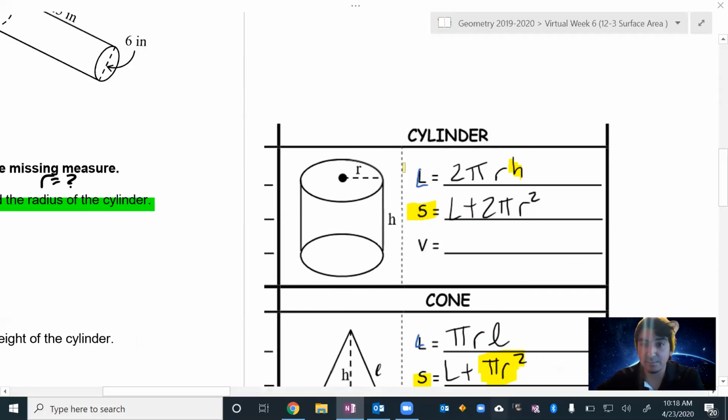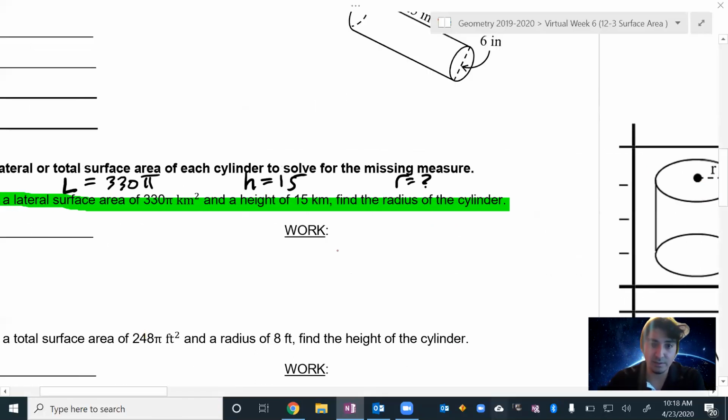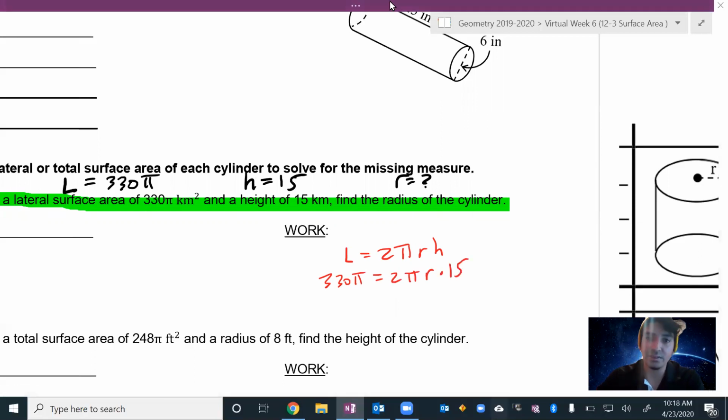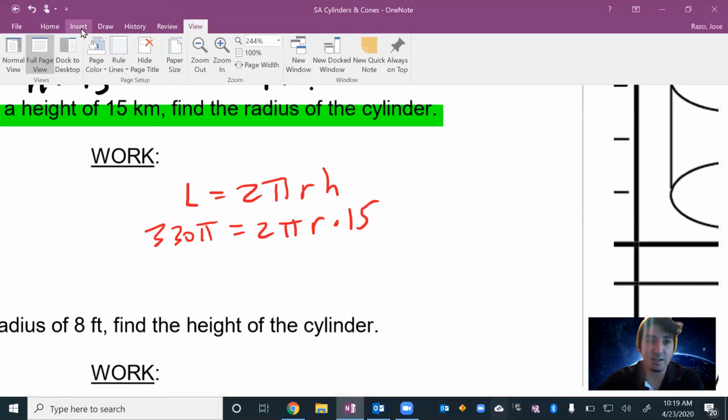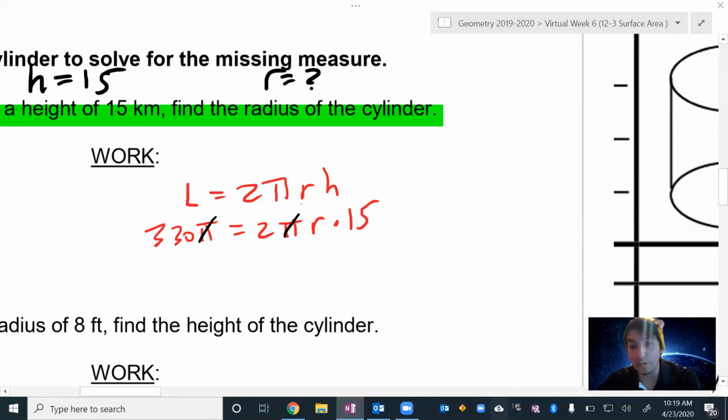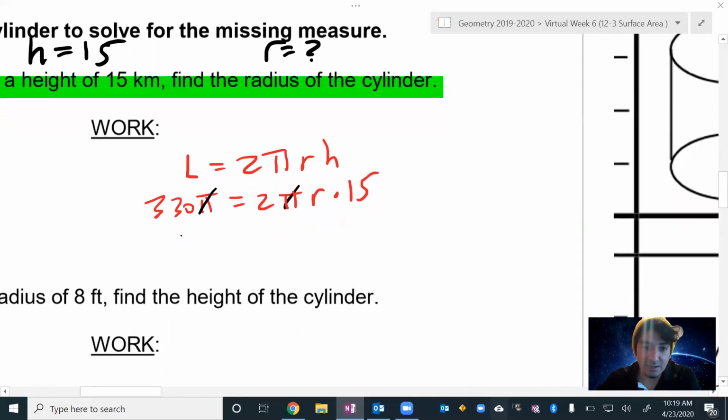So if I want to focus on the lateral surface area, L is equal to 2 pi RH. If I put all my given values in here, it helps me out. So I know this is 330 pi, which is equal to 2 pi, and what's my R? I have no idea. My H is 15. And so when I focus on this one, now I have an idea of what I need to eliminate. So I can eliminate these pi's. Why? Because they're on both sides of the equal sign, and they can get eliminated. Now, I'll have 330 is equal to 2 times R times 15. So 2 times 15 gives you 30R, and then 330.